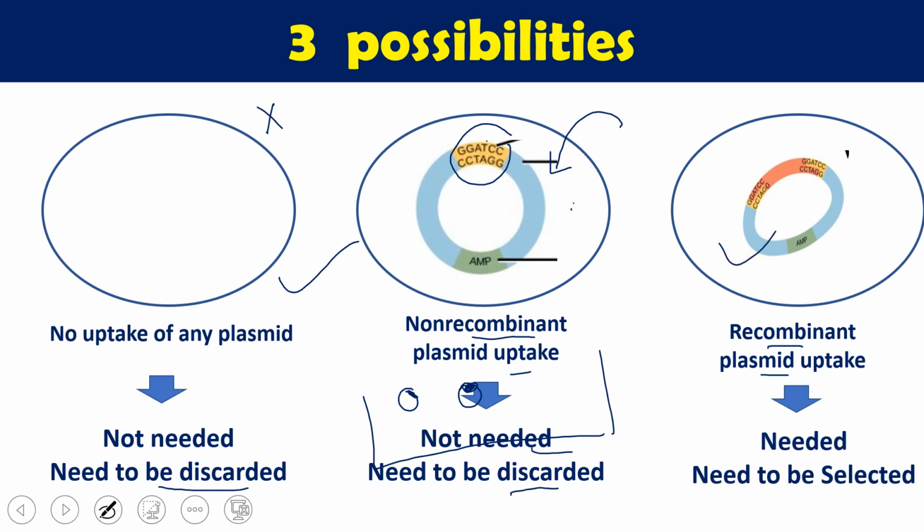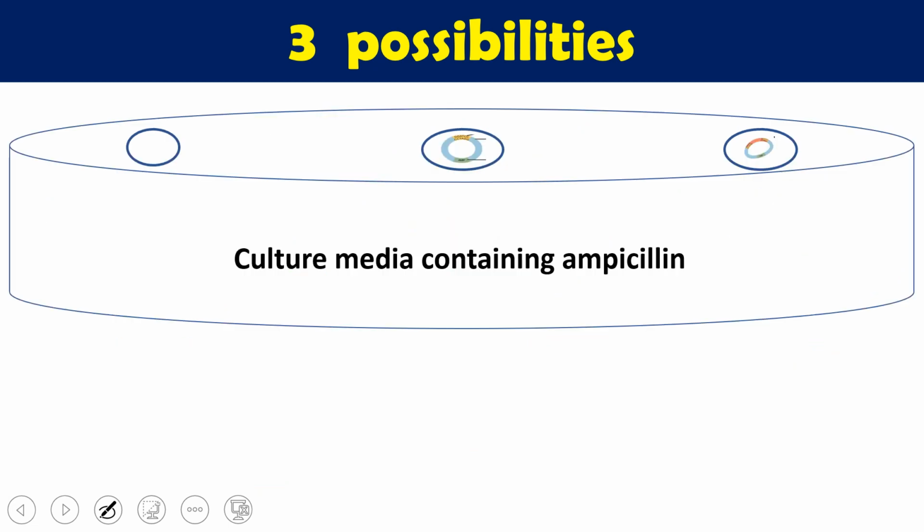The only one of our interest is this one, so I have to pick this one. Now we are going to grow all three bacteria: the one that is cloned, having a recombinant vector; the one having a normal circularized vector; and the one having nothing. We are going to grow them on a culture plate, a Petri plate, and that culture medium contains ampicillin, because the plasmid has an ampicillin resistance gene.